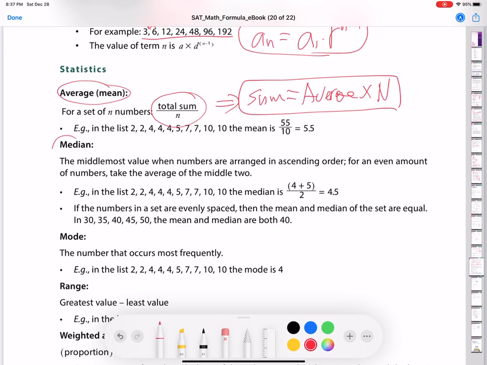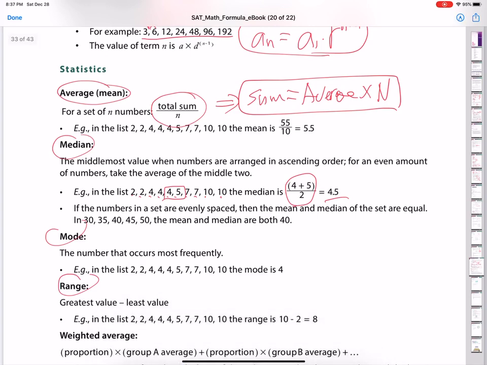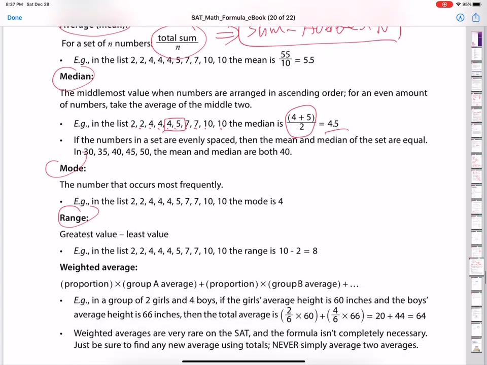What about median? Middle number. If there is an even number of data, like 1, 2, 3, 4, 5, 6, 7, 8, 9, 10, it has 2 middle numbers, 5 and 6. In the case of 4 and 5, the median is the average of those 2 numbers, 4.5. If an odd number of data is given, it has only 1 middle number, and that middle number is the median. Mode is the most frequent number. What is the range? Greatest value minus least value.